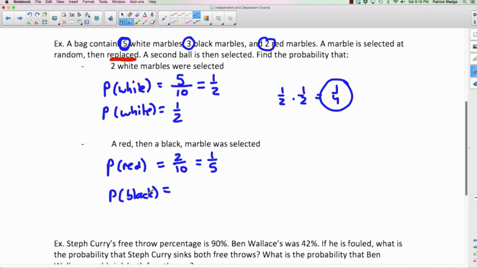Okay, now what's the probability of getting black? 10 total, because we replaced it. We put that first one back. So we're back to the original scenario, 10 of them in there, and how many are black? 3. Can we put that in lowest terms? No, can't do anything else.